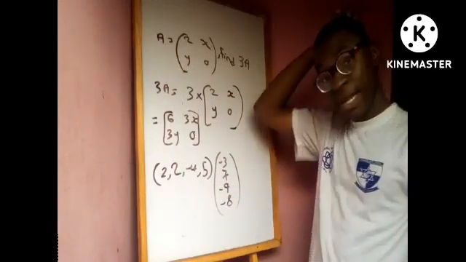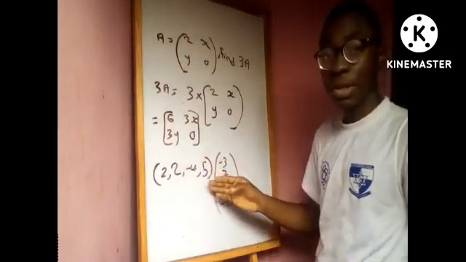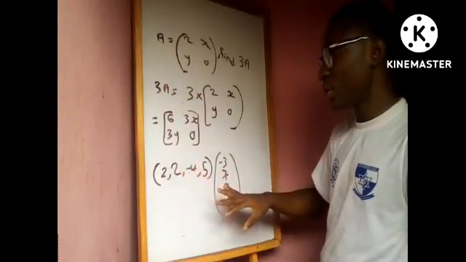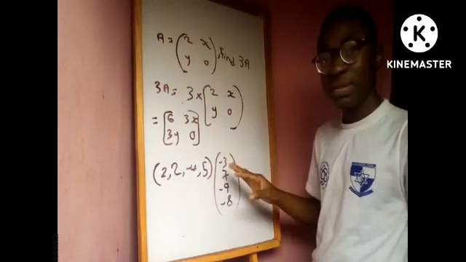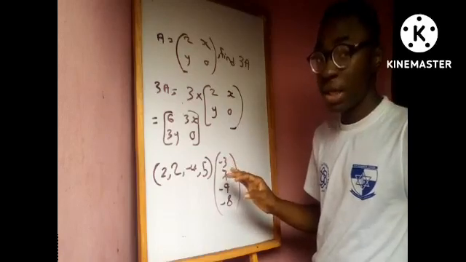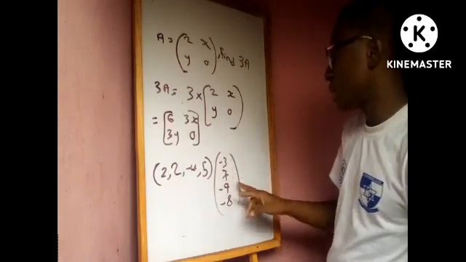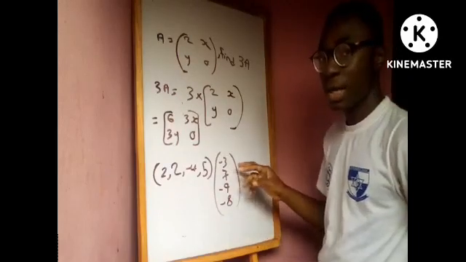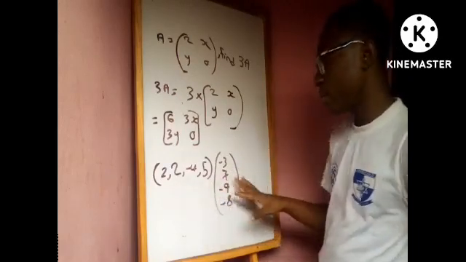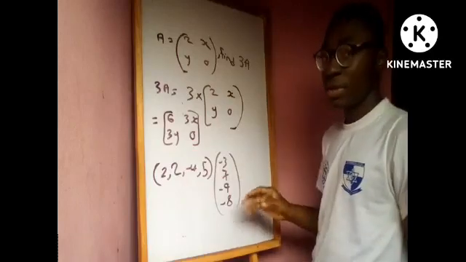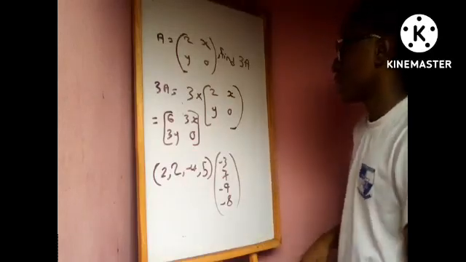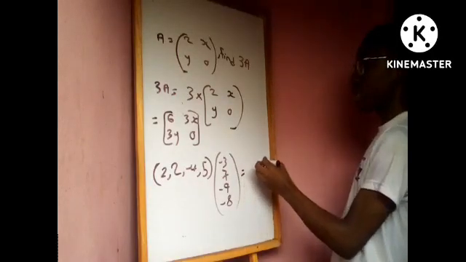So let's verify that. We have here 1, 2, 3, 4 columns. So the number of columns is 4, and it must be equal to the number of rows. That means for these two matrices to be able to multiply one another, the number of rows here will have to be 4. Let's verify that. That's 1, 2, 3, 4. So this horizontal array has 4 columns, and this one has 4 rows. That means these two matrices can multiply each other.